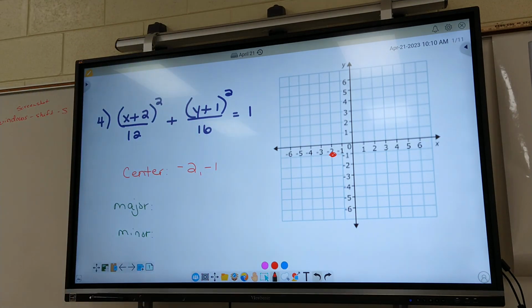Don't y'all have a graph? We're doing number 4, not 5.